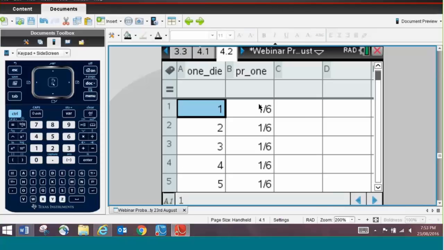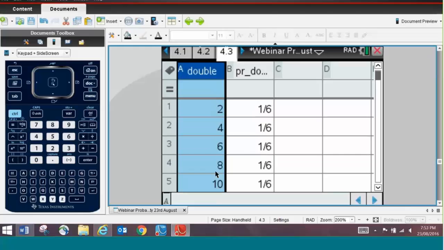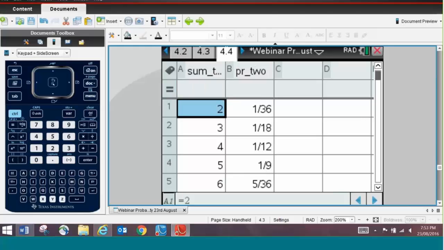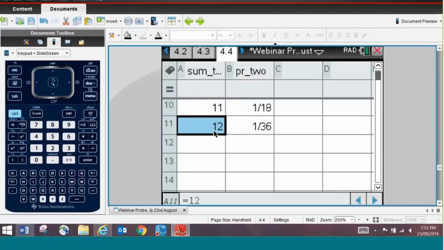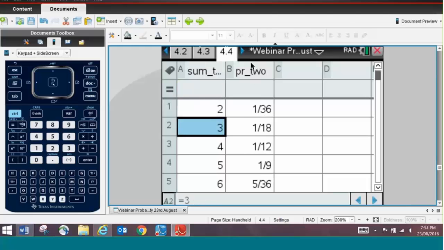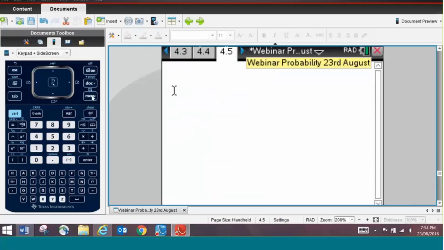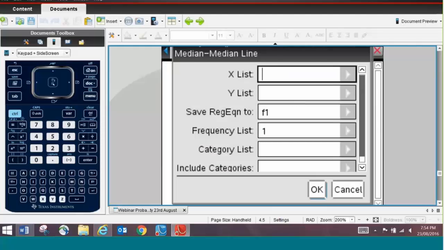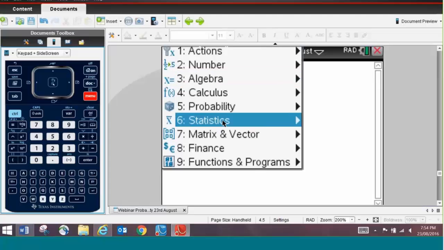So what I've done is set up 3 spreadsheets: one with the single die and the probability of each of those values happening, one doubling the score, where the probability of each is still 1/6, and then the sum of 2 dice, going up to 12 with the associated probabilities. A nice activity to get familiar with that expectation algebra is to do the one variable statistics.